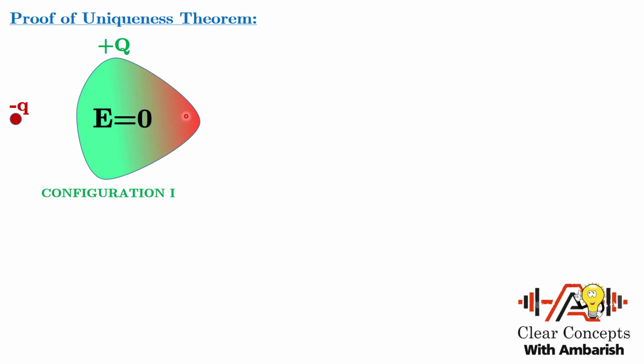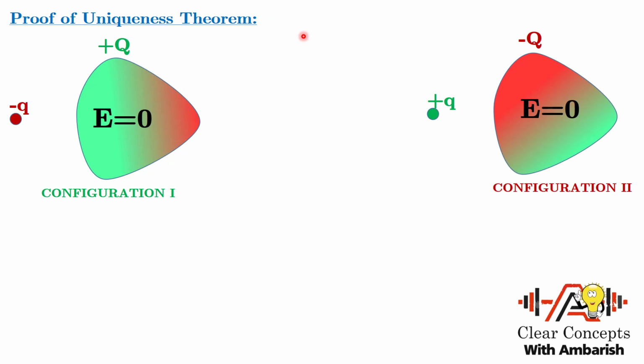Everywhere inside this also the red and green configurations will exchange, so that the net field here becomes zero if the uniqueness theorem were to hold. But if the uniqueness theorem does not hold, then for the second configuration, let us say I replace this minus small q with a plus small q, there's a positive charge over here, and on this conductor I give a total of minus q charge, but this is the second configuration, which is not the inverse of configuration 1.